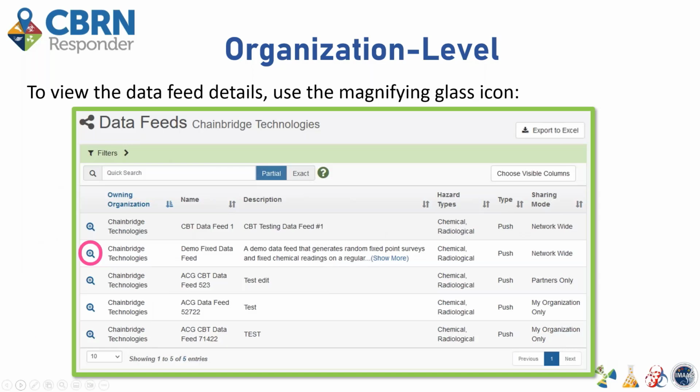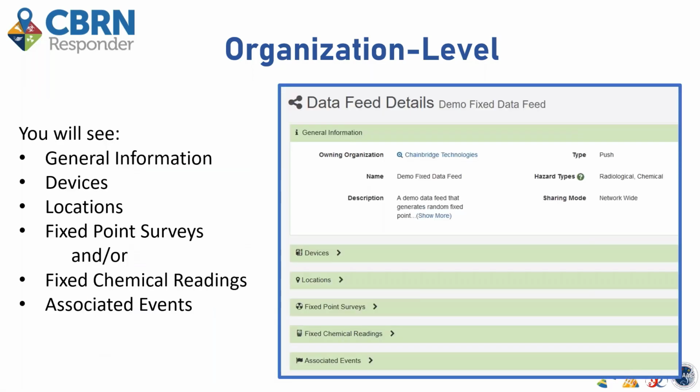To view an individual data feed, I am going to use the magnifying glass icon. And from here, I will see a few different sections. I'll see the general information. Again, that's what we ask when we are setting up the data feed for you. Devices, locations. You'll either see fixed point surveys and or fixed chemical readings. Again, depends on the hazard types. And then an associated events section.